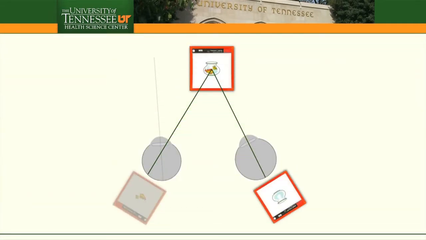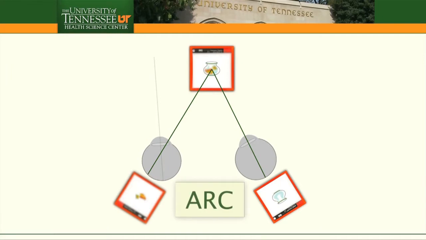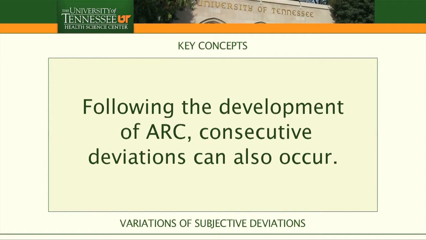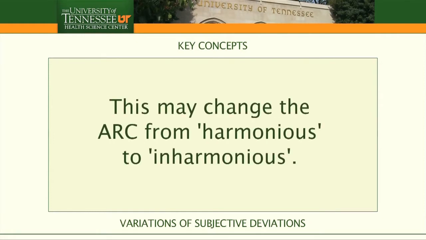Unfortunately, the peripheral retinal point has less resolution. At a distance of 5 degrees from the macula, best visual acuity decreases to 20/200 or less. Following the development of abnormal retinal correspondence, consecutive deviations can also occur. This may change the abnormal retinal correspondence from harmonious to inharmonious.